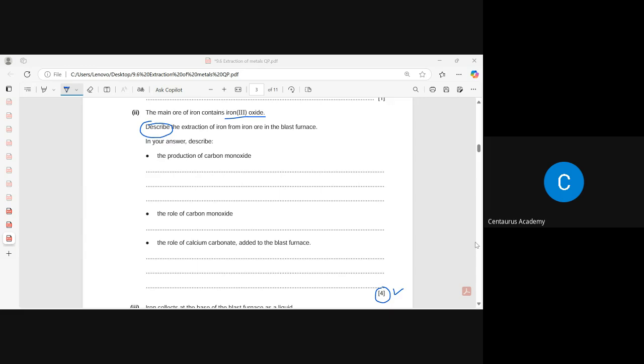So you should mention first how carbon dioxide is produced. Then you should mention that carbon dioxide is then going to be reduced by whom? It will be reduced by carbon when it further reacts with more coke or carbon to produce carbon monoxide as a result. Okay, so two statements here at least. Then the carbon present from the coke reacts with oxygen from the air supplied at the bottom of the blast furnace to produce carbon dioxide.